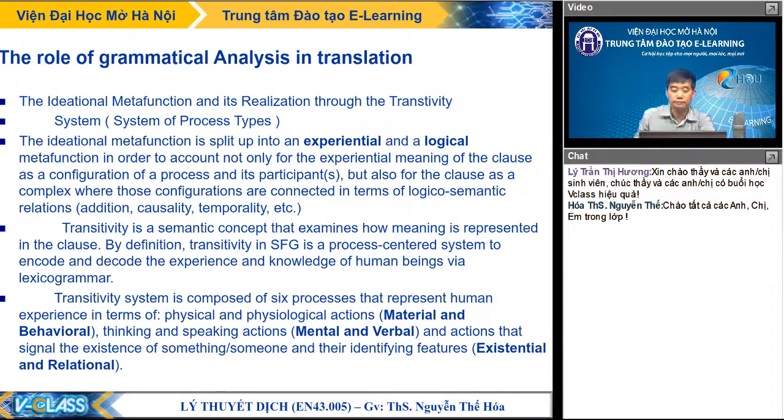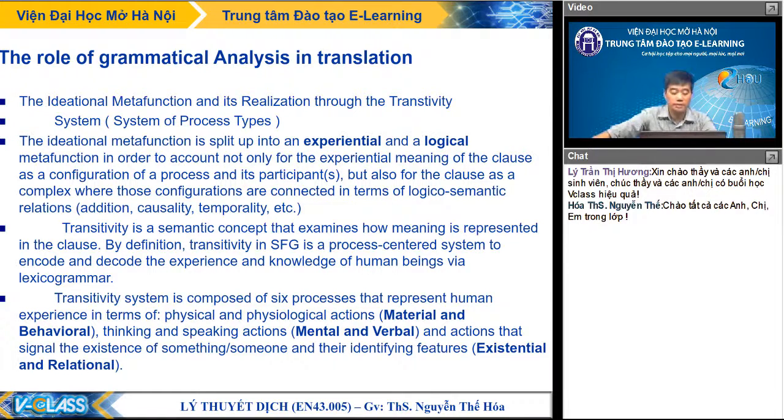And now next, we will go into detail on the role of grammatical analysis in translation. Ideational metafunction. Here we have the system, or in another word, process type. We have an experiential and logical metafunction. In this case, we have to mention the process and also the participants. We have three kinds of relation: addition, causality, temporality. And another concept we have to keep in mind is called transitivity.